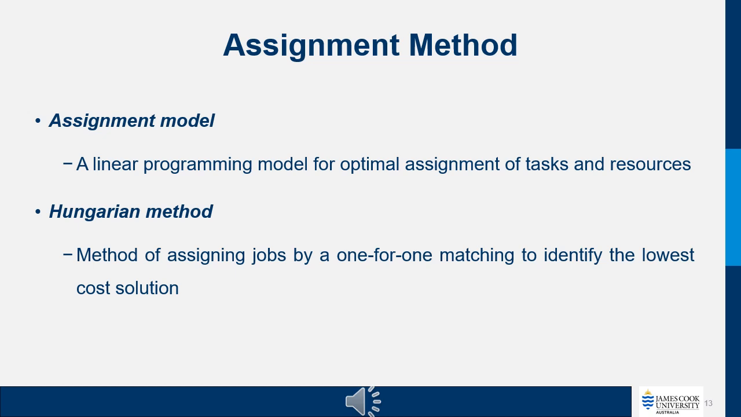Using the assignment method and Hungarian method, organizations can actually optimize the resource allocation and assignment of tasks. They are particularly useful in situations where there is a need to allocate limited resources effectively, such as in project management, workforce scheduling, and supply chain optimization.